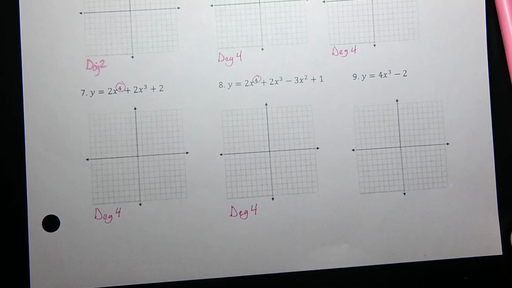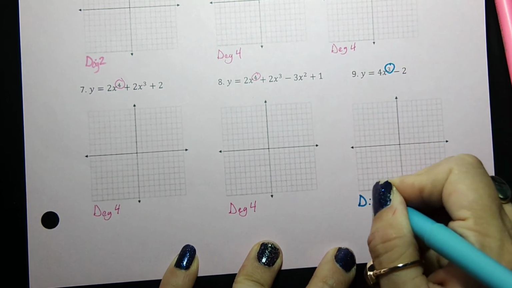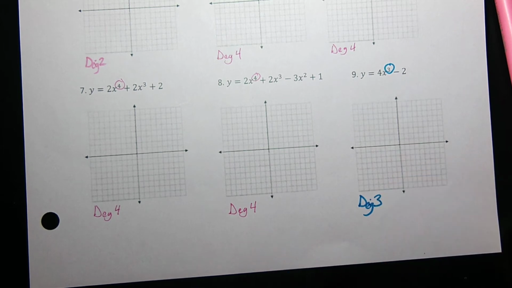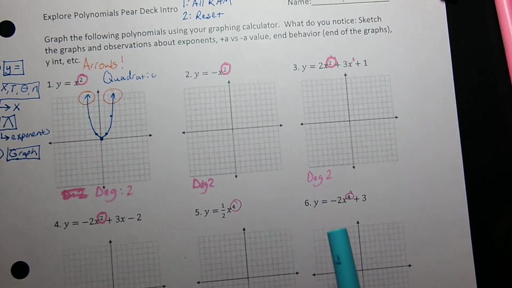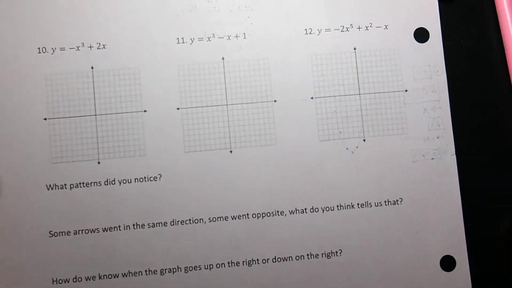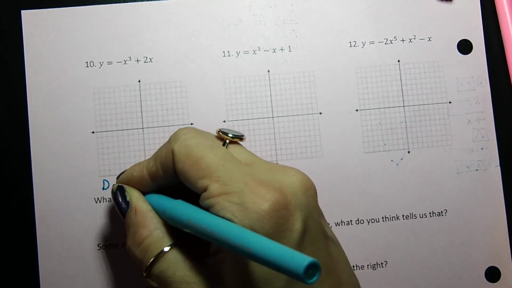And it's on number 9 that we encounter something different. This has a degree of 3. So we had 2s and 4s, which are even numbers, and then we have 3, which is an odd number. And we're going to see if that has any effect on these graphs. Let's go ahead and turn to the back page. See if you can state the degree for the next 3.